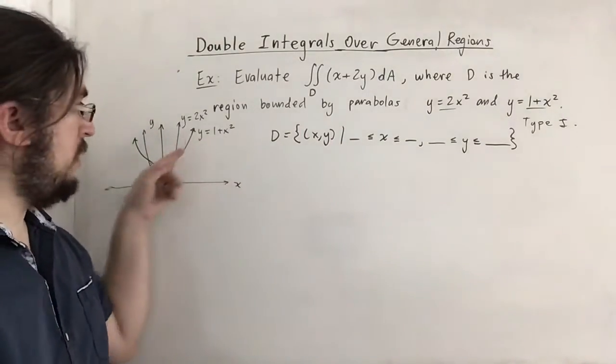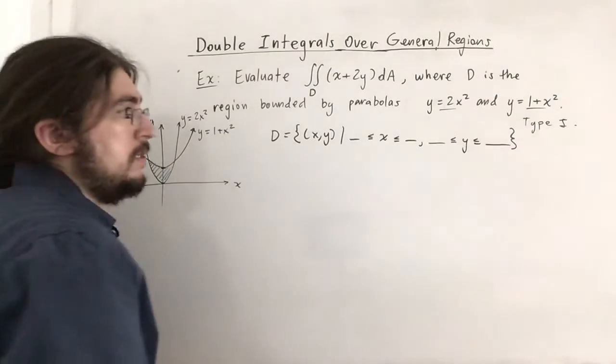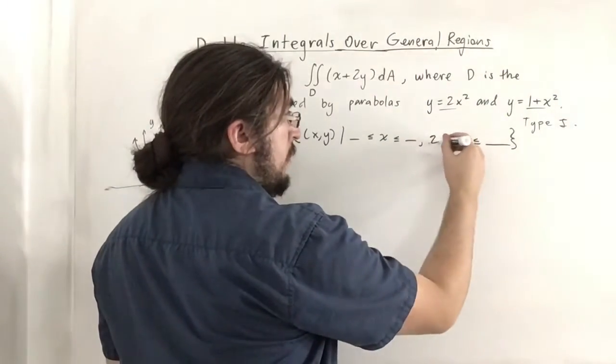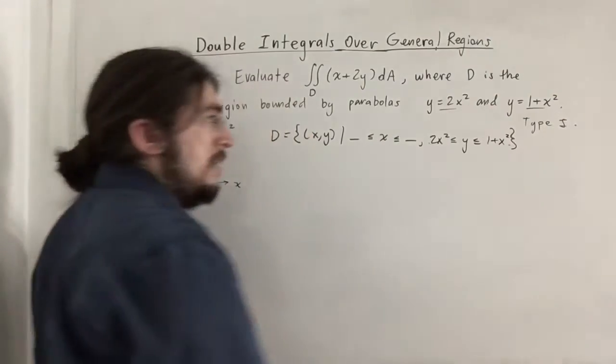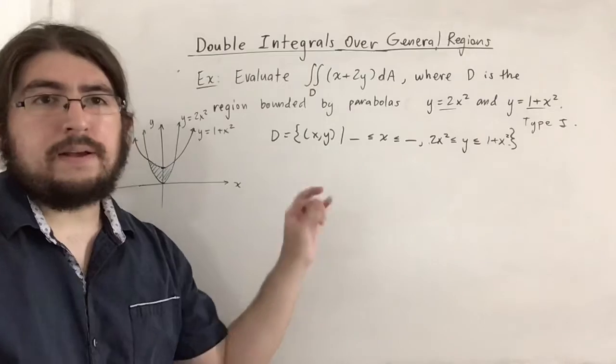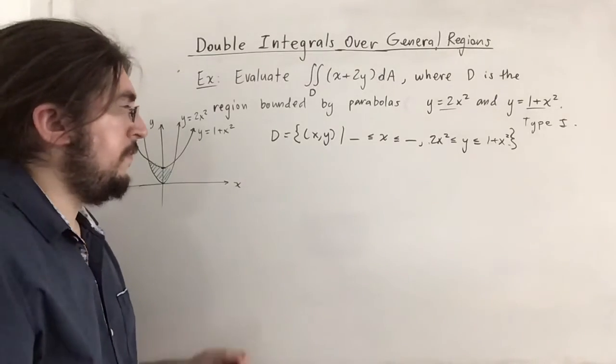Now once we graphed it, it's kind of easy to see which one's on top. Here 1 plus x squared is actually on top for our region. So really it's going to go from 2x squared to 1 plus x squared. If you didn't graph it, it's kind of hard to tell this, but I'll show you a way of finding this out without graphing it in a moment.